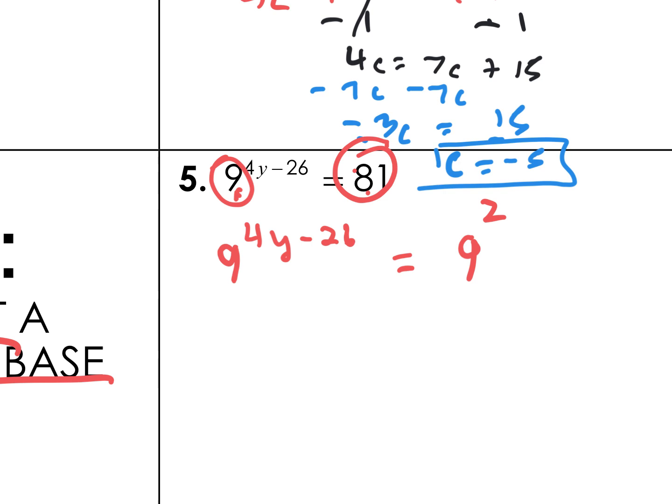I don't add. It's 4y minus 26 equals 2. Oh, I set those two exponents equal to each other. Nice.